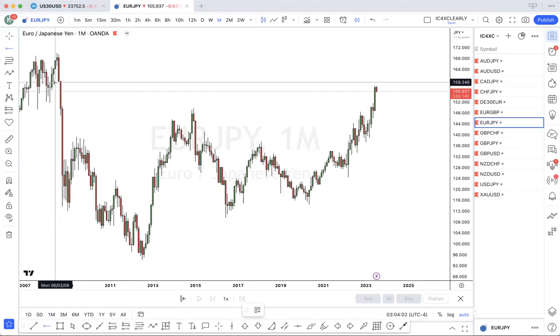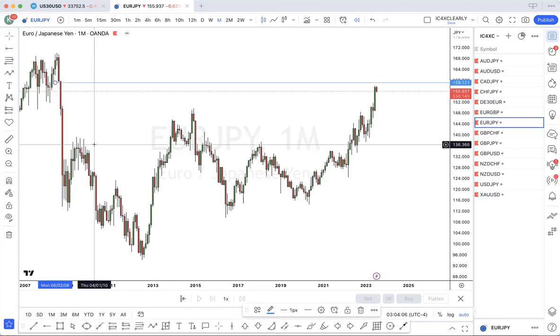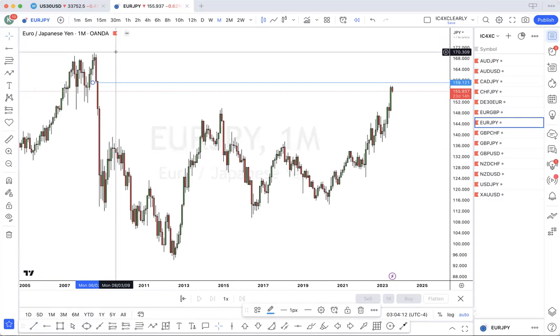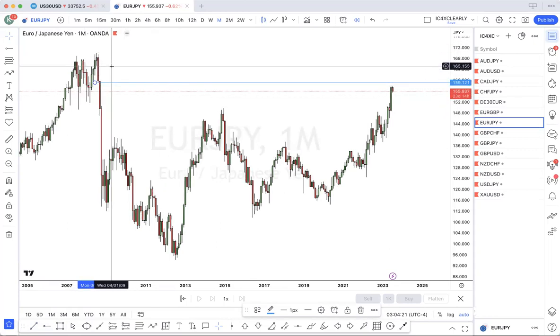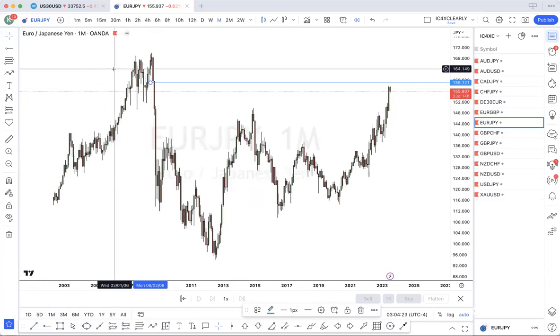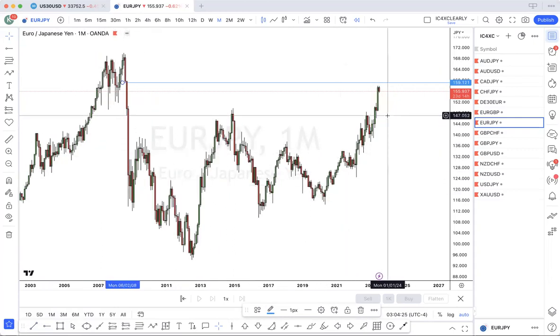So Euro JPY, that's the imbalance here. And we have an imbalance and order block here. This was the order block that sponsored the break of structure here. So I would be expecting price to pull back into this zone here. Price is overall bullish.